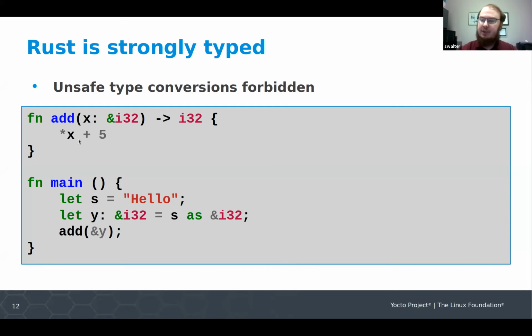And so all we're going to do is just add 5 to the value of that integer. And like I mentioned previously, this is a reference, but there's no possibility that it can be null or otherwise invalid. The borrow checker ensures that. So let's say here in our main function, we make a string variable, and then we try to cast that and tell the compiler, well, I want you to treat this as if it were a reference to an integer value, and then pass that to my add function.